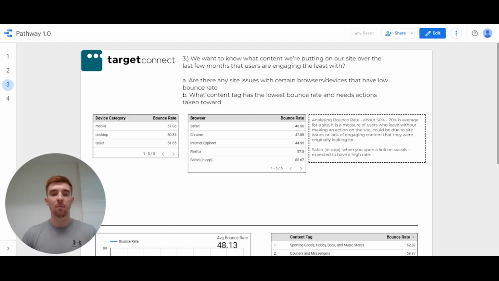I've also broken it down by browser. So the top 5 ones here are Safari, Chrome, Internet Explorer, Firefox and Safari in-app. Safari in-app is when you open a link on social, so you'd expect it to have a higher bounce rate than the others, but the others all look really good. So we can say with confidence that there's no site issues that will restrict this.